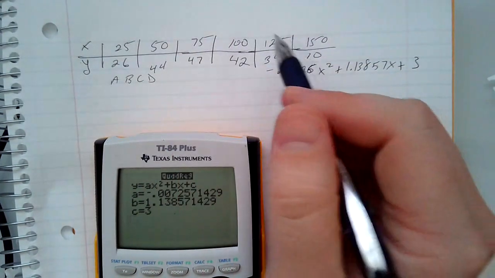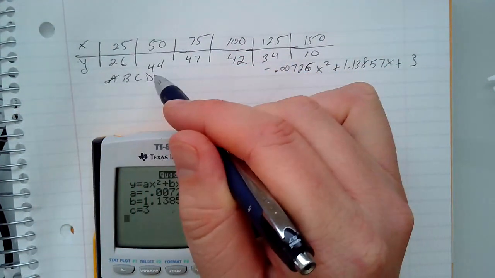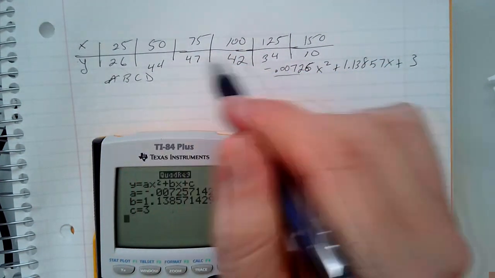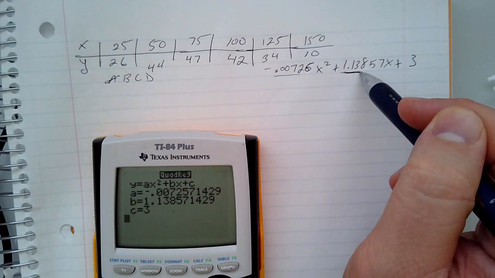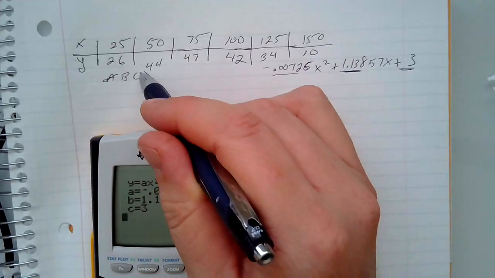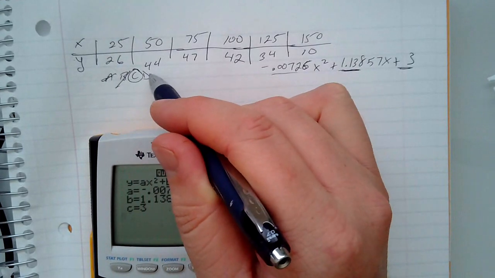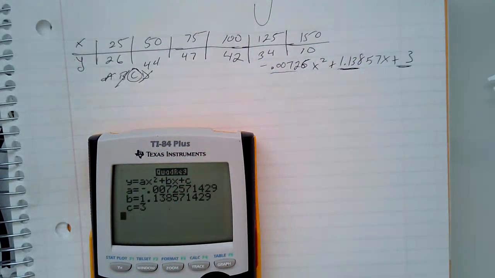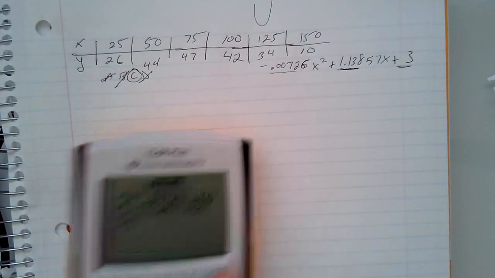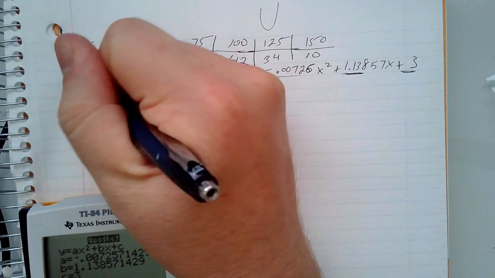A is 0.012, so that's out of the question. B is 0.009, maybe. C is 0.007, 1.14, which I agree, and then plus 3. So it's definitely C, and then D is positive, so it goes the wrong way. All right. So that is number 11.